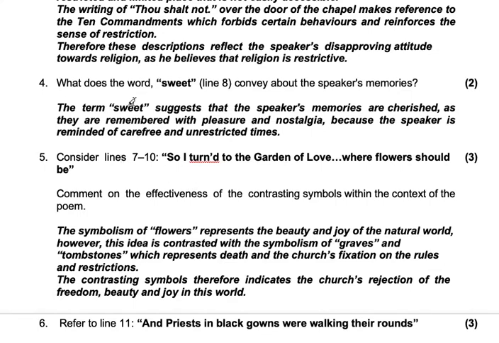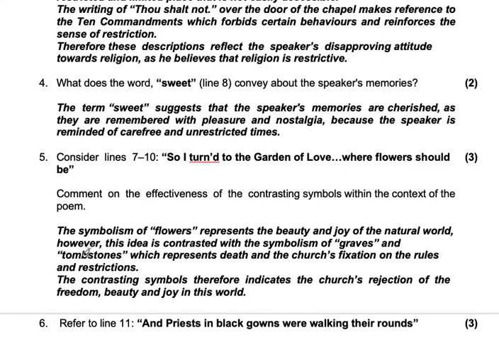Okay, I don't want this highlighter pen on anymore. How do I switch it off now? Okay, there we go. So let's read it again. Consider lines 7 to 10. Comment on the effectiveness of the contrasting symbols within the context of the poem. So, guys, first, let us say, what do flowers symbolize?